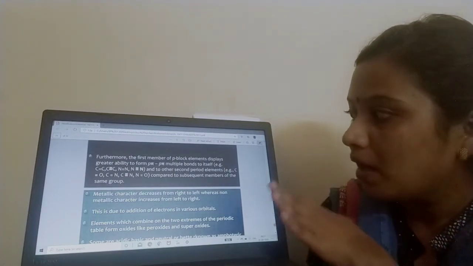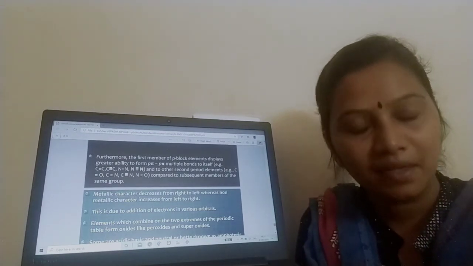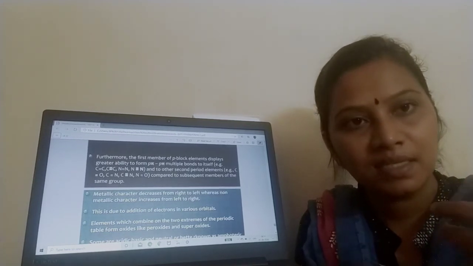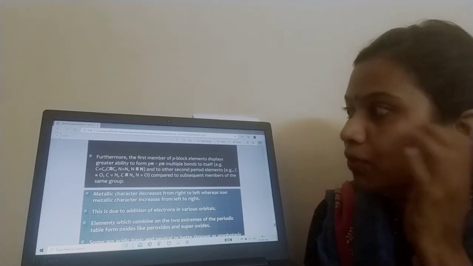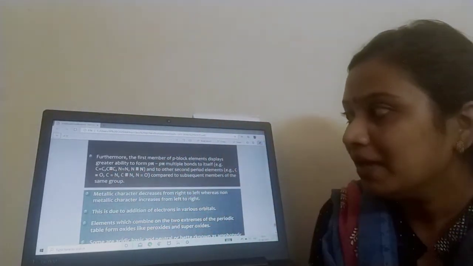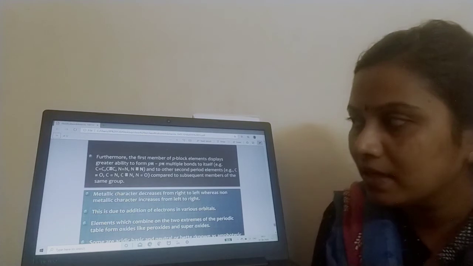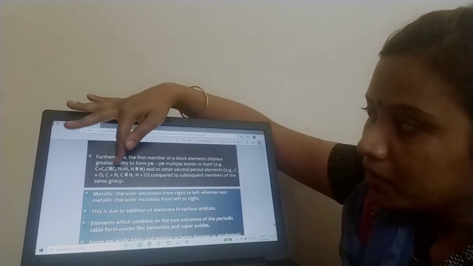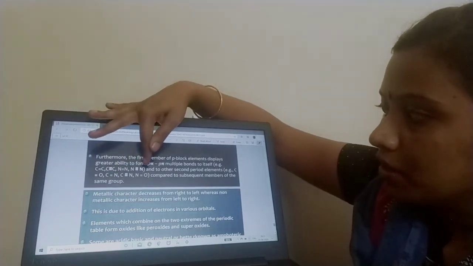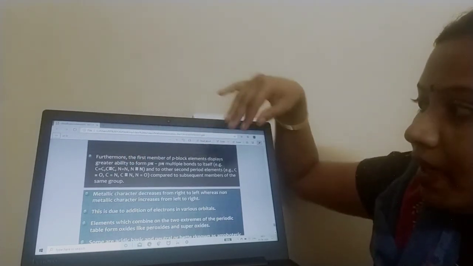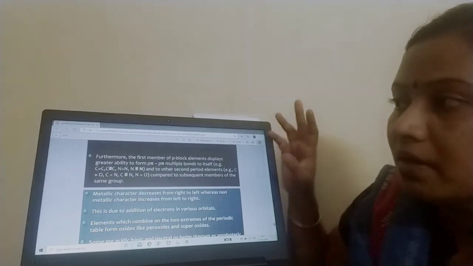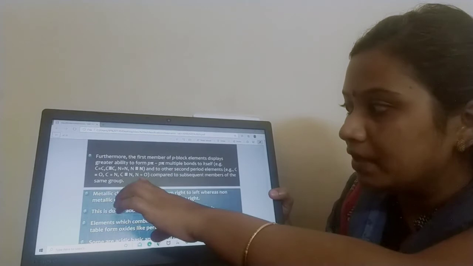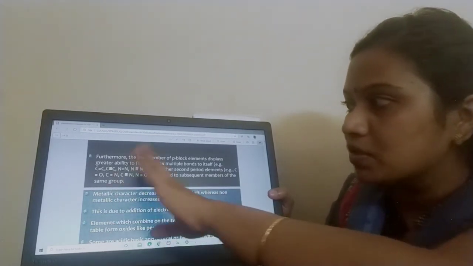If it comes to carbon, I'll be calling that property catenation, that is forming more chains among itself, C, many C's. Similarly, these are the set of compounds which can form pi multiple bonds to itself. For example, carbon double bond C, carbon triple bond C, nitrogen double bond and nitrogen triple bond. When you look into second period elements like C, here C can form a bond with oxygen and can form a bond with nitrogen. This is the reverse when compared to the subsequent members of the same group.